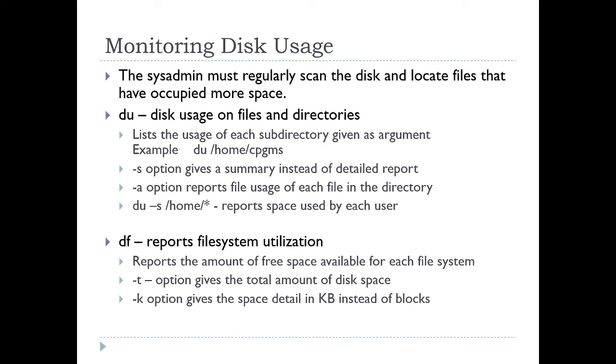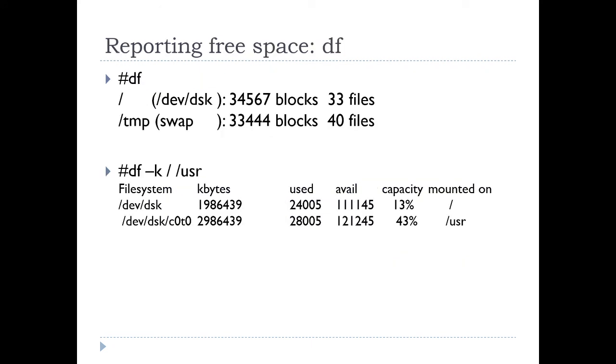The example shows that du -s followed by the directory reports the space used by each user in that home. Since the home directory is specified, this space used by each user is given in detail. Now the df command reports the amount of free space available for each file system. Again, two options are used. -t specifies the total amount of disk space. The -k option gives the space detail in kilobytes instead of block counts.